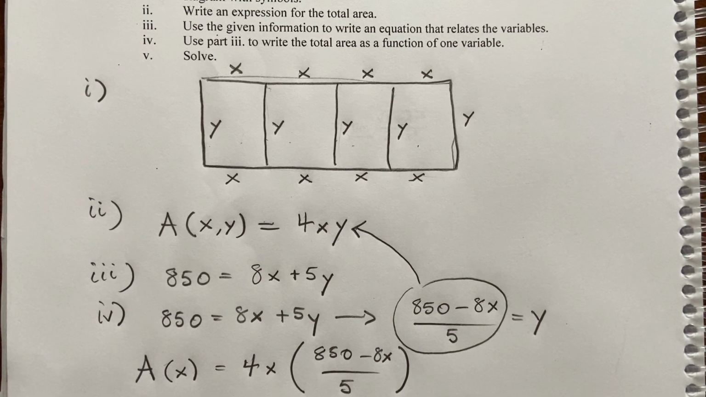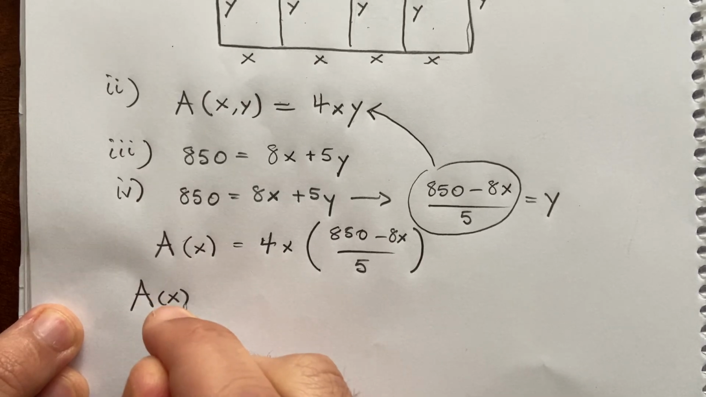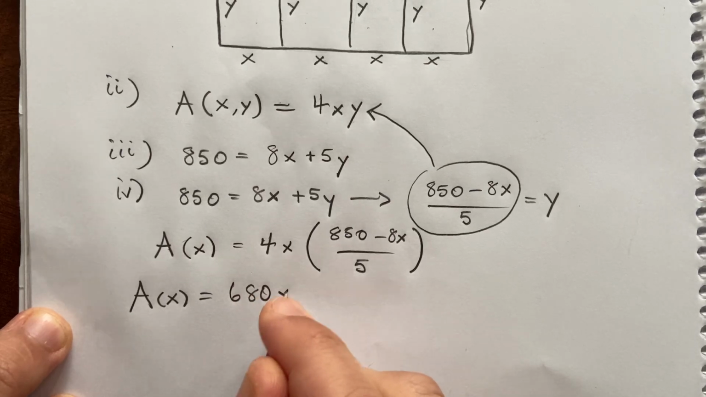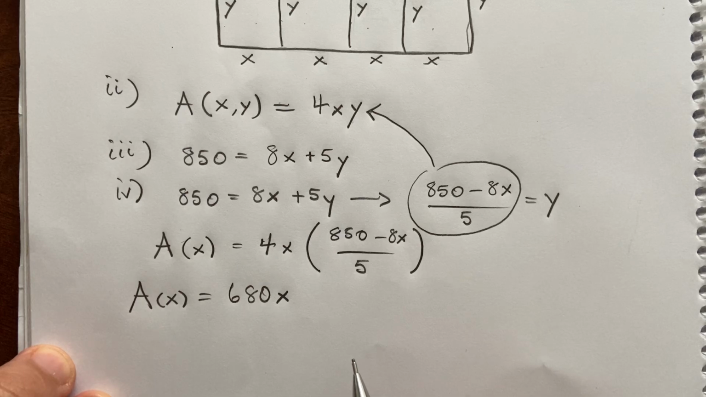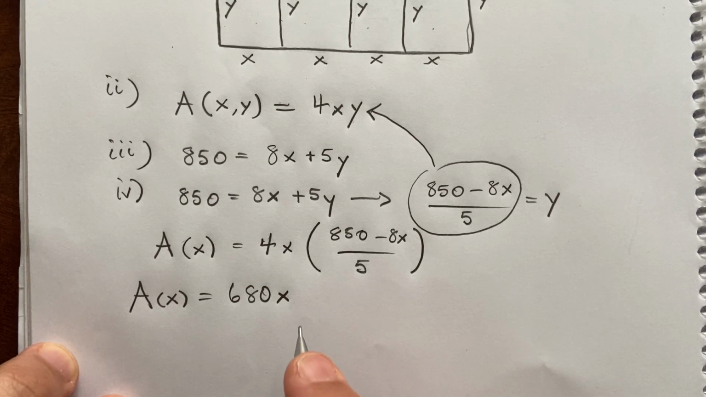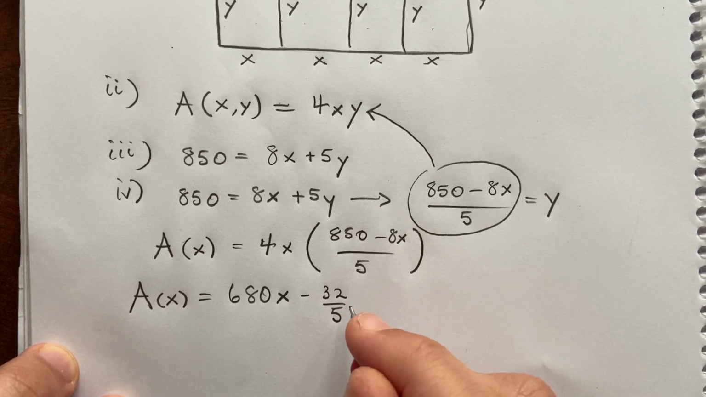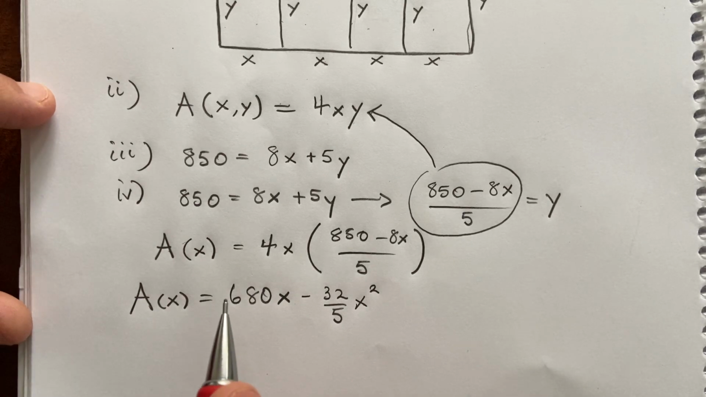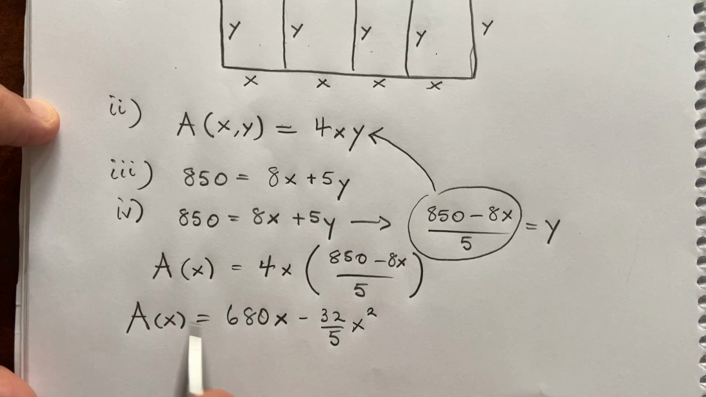Okay, some more quick algebra. If you simplify that, you can find that A of x is the same as 680x, right? I'm just distributing and combining my terms here, just simplifying our expression here. Minus 32/5 times x squared. So this is our function that we want to maximize.